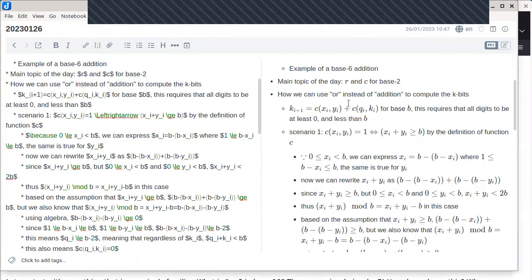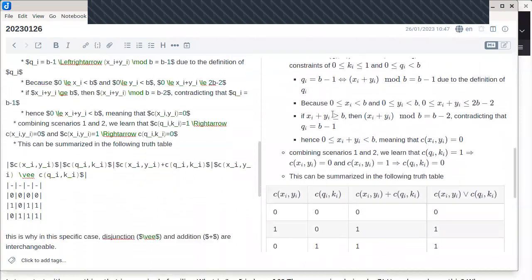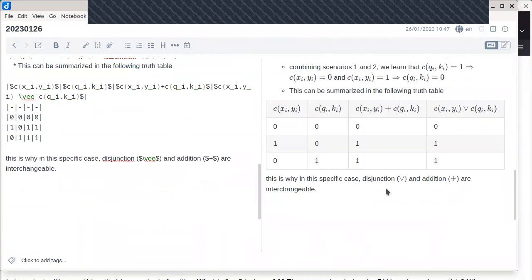All right. So the main topic of today is how we compute R and C in base 2. But before we get there, I want to show you the result here. So let me show you what the result is first. So the result is, okay, the way we compute K of I plus 1 is this. This is the way that I talked about it on Tuesday. But as it turns out, we can also do it this way.